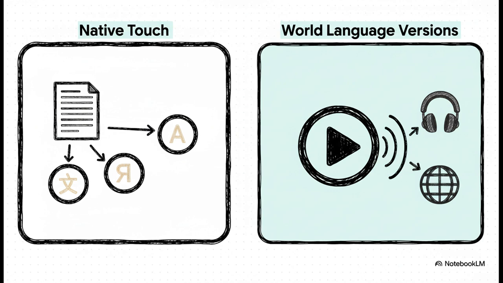Or, once your video is on YouTube, you can use its tools to add translated audio tracks and subtitles to your main video, creating what we call accessible world language versions. You can even do both if you want.